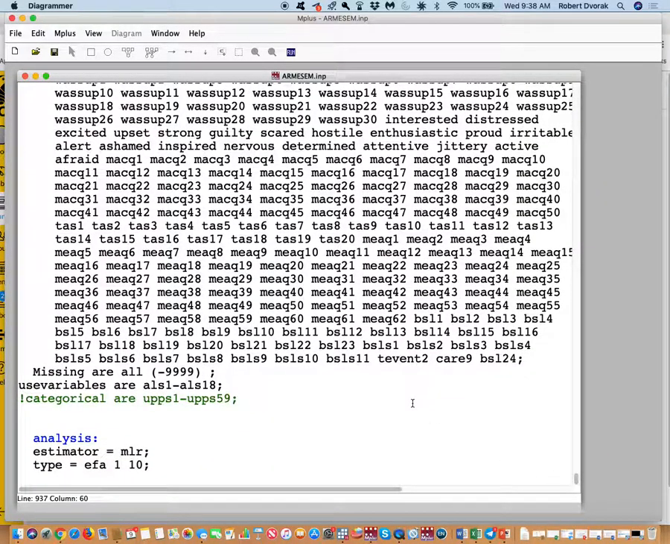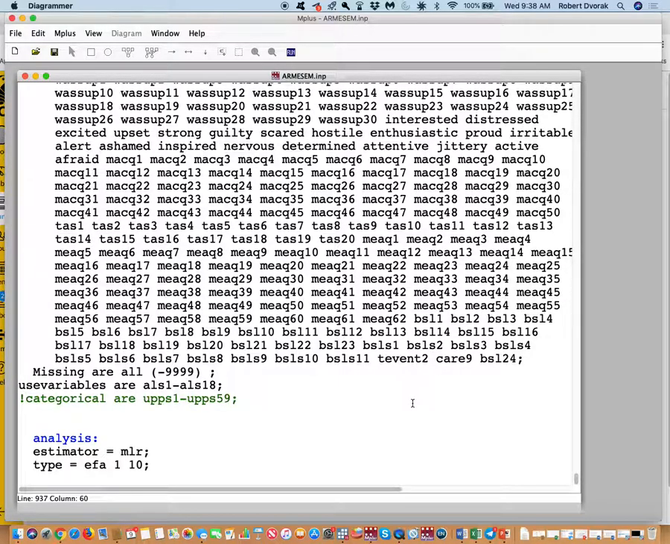Let's do this. We conducted a study where we collected data on a new questionnaire called the ALS, the Affect Lability Scale. And we have 18 items. And so your input should look something like this. For an exploratory factor analysis, all you have to put is ESTIMATOR = MLR. You don't even have to put that, but we're going to put it. TYPE = EFA 1 through 10.